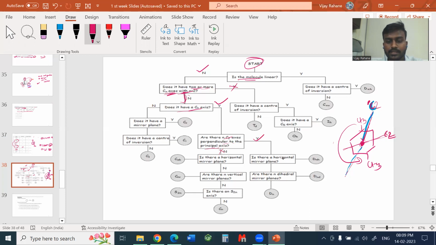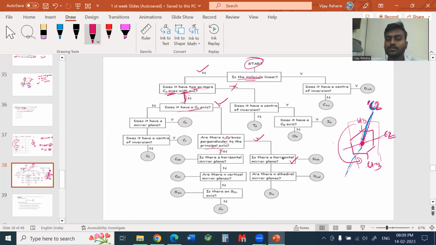So in there, is there any horizontal plane to this C2, that is, the principal axis? Here is the C2, and is a horizontal plane present, right? The plane which passes through this entire molecule, the benzene carbon atoms, phenyl carbon atoms, as well as this carbon. So that one is the mirror plane. So it's having a horizontal plane.